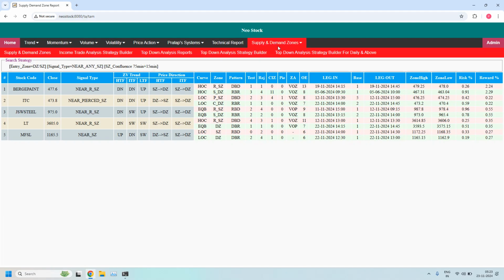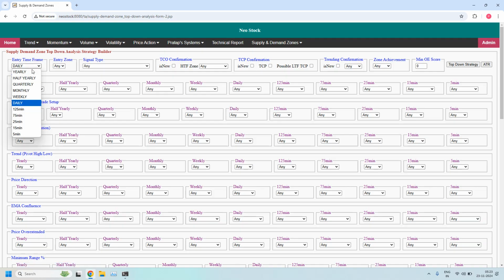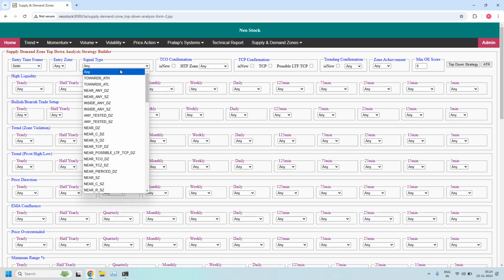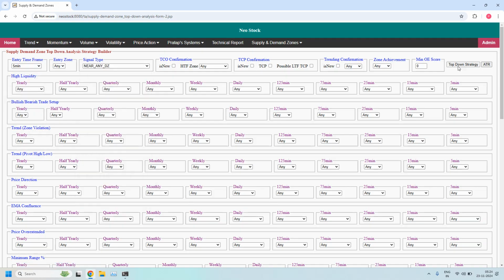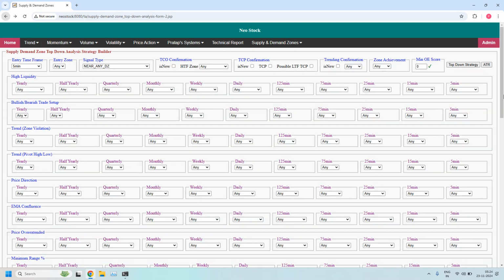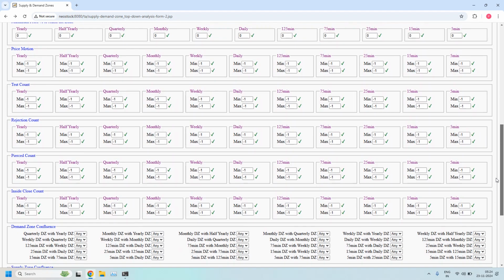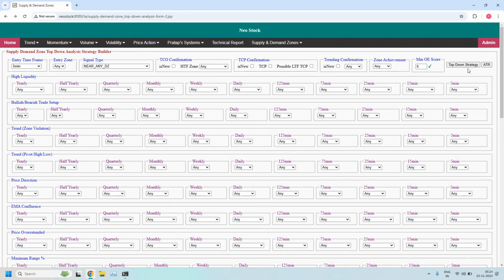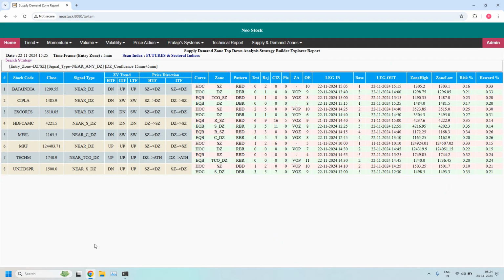Okay, next time frame is 5 minutes. Stocks near 5 minutes demand zone. We got 13 stocks. Out of these 13, how many are having ITF confluence? That is 5 minutes demand zone with 15 minutes demand zone confluence. I'm enabling that filter. With this filter, we got 8 stocks.